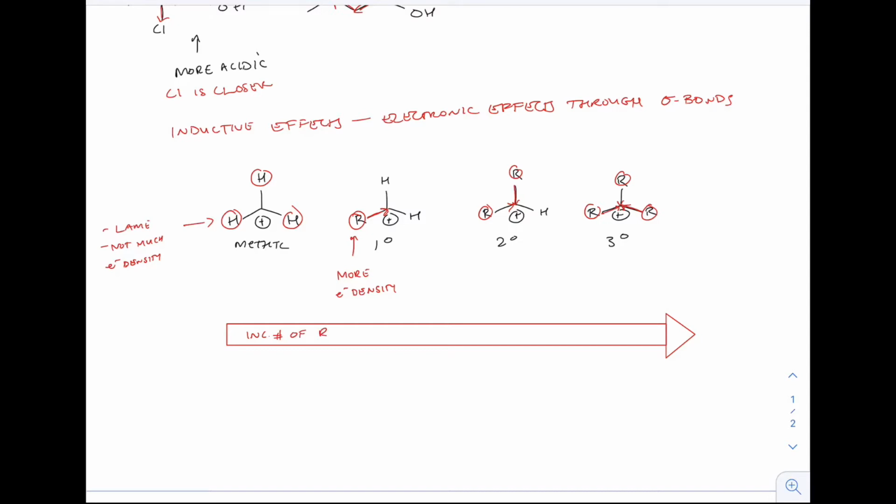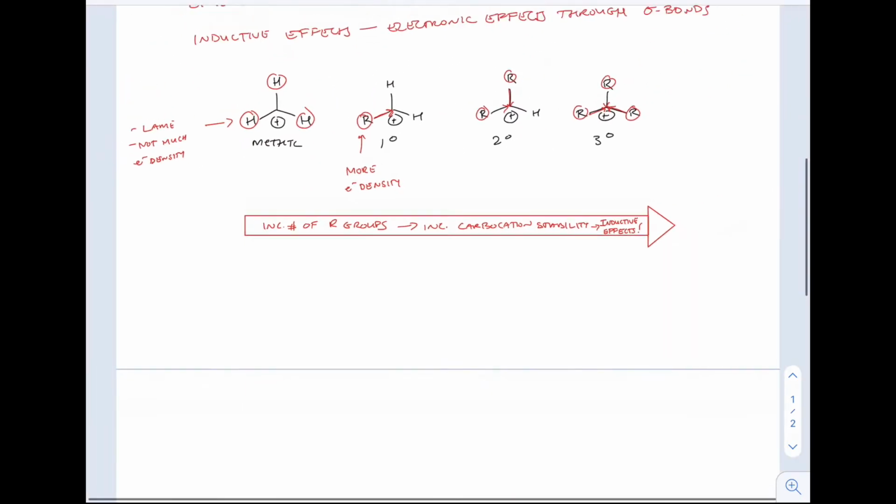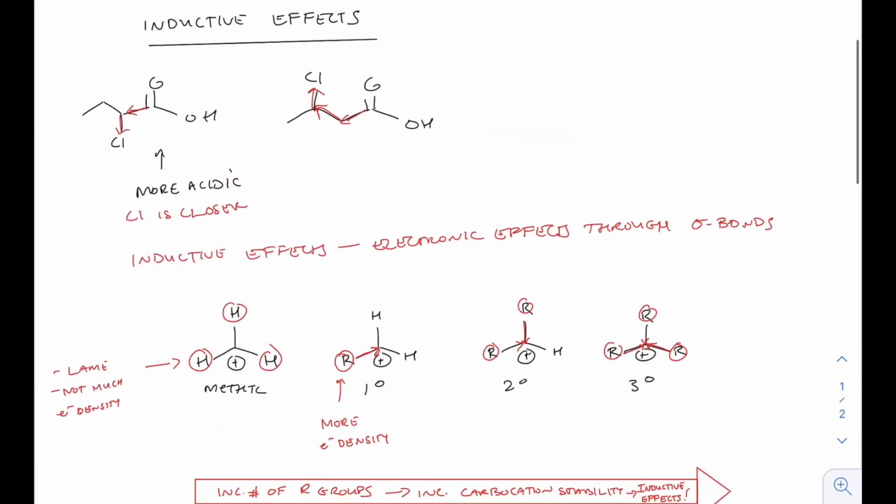So what that means is we have an arrow going from left to right. Since we have an increase in the number of R groups going from left to right, we also have an increase in carbocation stability. And again, that's all about inductive effects. R groups are electron donating groups in this case. Let me write that here, inductive effects. Okay, so that allows us to move on to hyperconjugation.